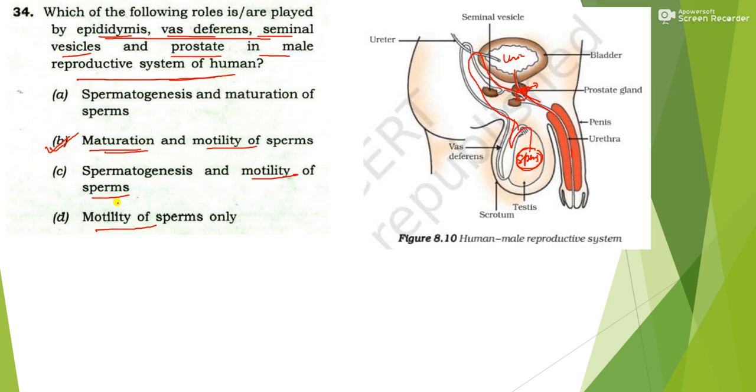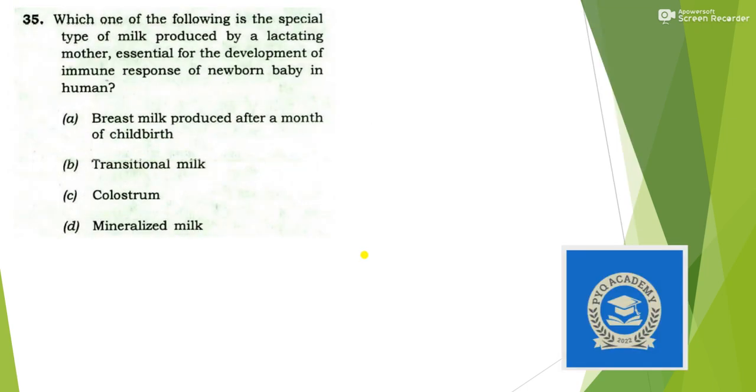You can get the answer in this chapter. I took this image from chapter 8 of class 10. Okay, let's move to next question. Which one of the following is the special type of milk produced by lactating mother, essentially for development of immune response of newborn baby? That means what is the name of that milk which is produced by mother just after giving birth to baby?